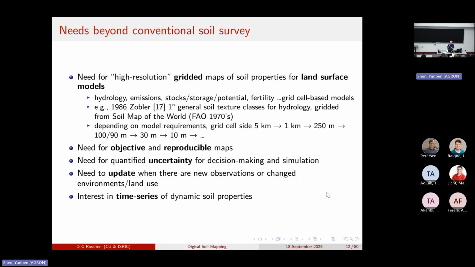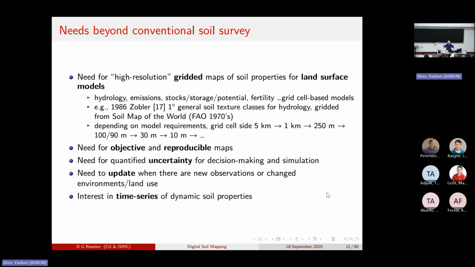But what are the needs we have beyond conventional soil survey? Land surface modeling has been the real driver for this. So hydrology models like watershed models, emissions, sequestrations, stocks and storage, soil fertility, a lot of these models want to have information everywhere, and they want it on a grid basis because these models work on a grid basis. So you'll have the watershed divided into grid cells, and the hydrologists will follow the water coming into the soil, traveling through the soil, etc. So there's this big demand for this. And already back in 1986, Zobler generated a 1 degree, which is about 111 kilometers, general soil class map that they were using for the early climate models.